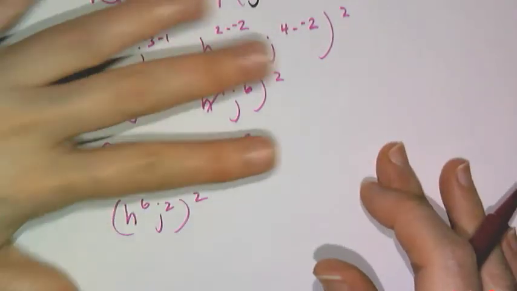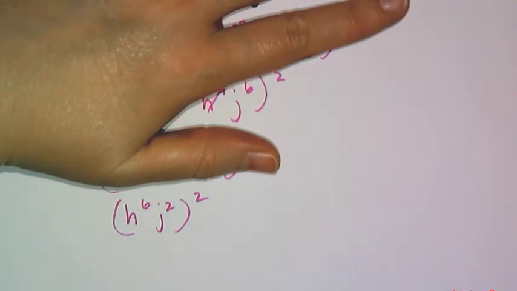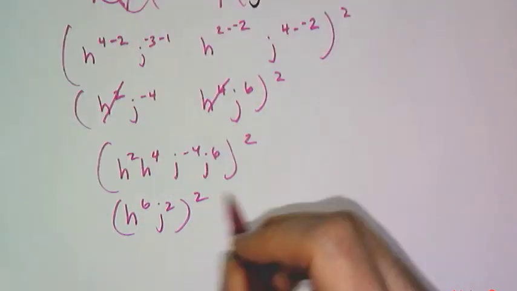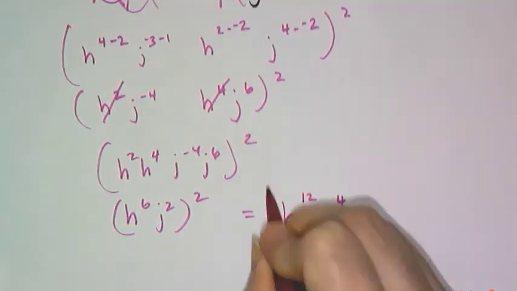And now I'm down to just h to the 6th, j squared, whole thing squared. Use my power rule, which tells me to multiply my exponents. I end up with h to the 12th, j to the 4th.